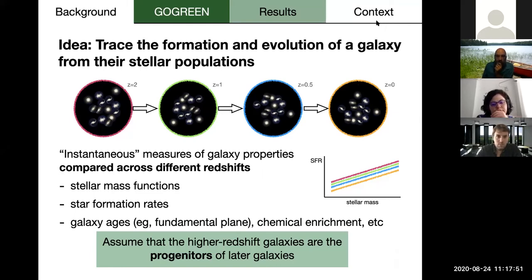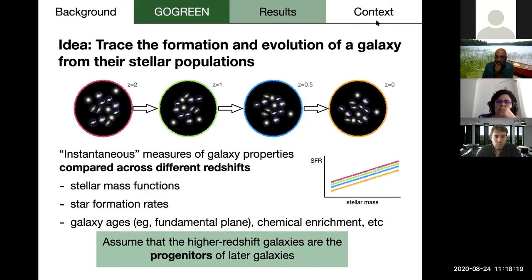And how Remco and Lindsay have done this, and how many other studies have done this, is look at instantaneous, or in air quotes, instantaneous galaxy properties over several different redshifts. So looking at a population of galaxies at higher redshift and connecting them to a different set of galaxies at lower redshift, and assuming that the higher redshift galaxies are progenitors of the later galaxies.